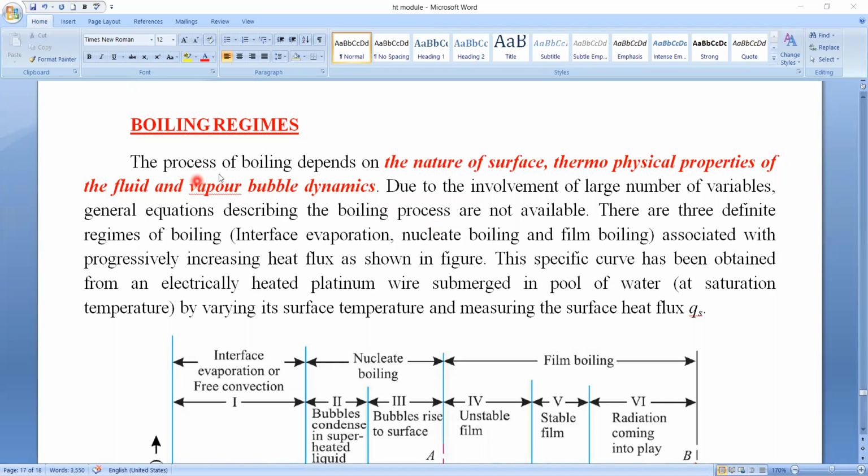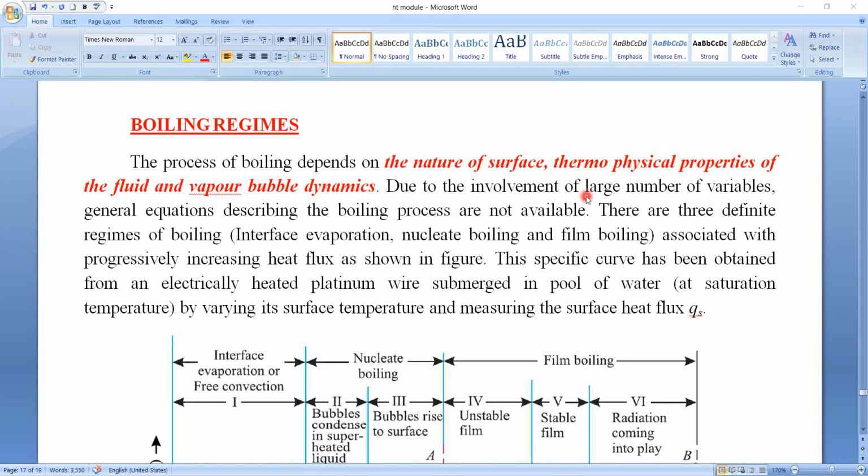Now the process of boiling depends on the nature of surface, the thermophysical properties of fluid, and the vapor bubble dynamics. The first parameter on which the boiling depends is the nature of surface. The second one is thermophysical properties of fluid like density, specific volume, enthalpy, etc. And the third one is vapor bubble dynamics.